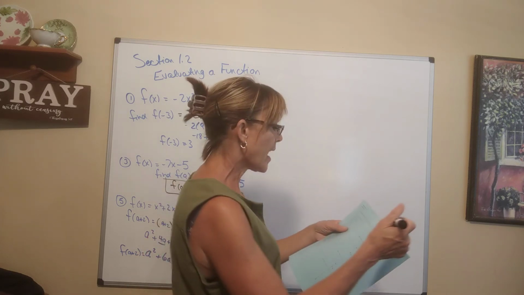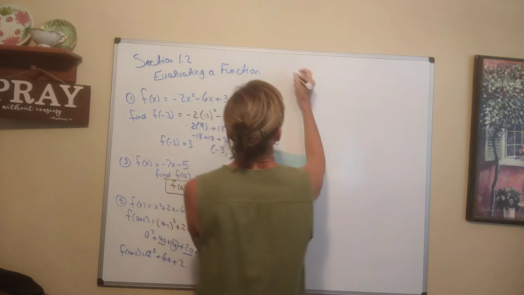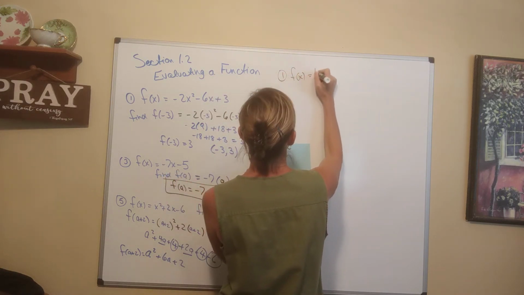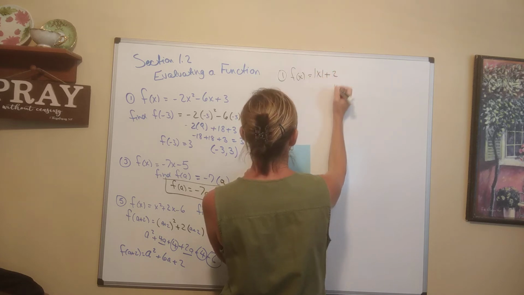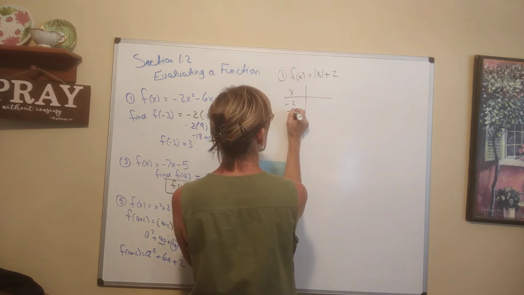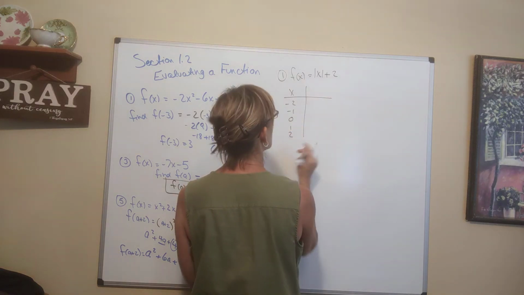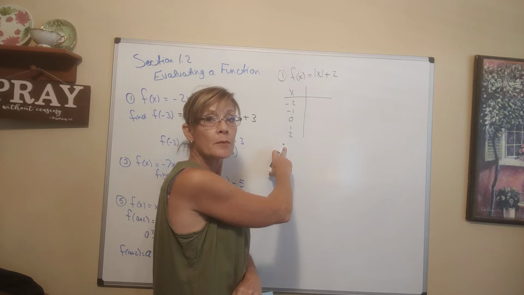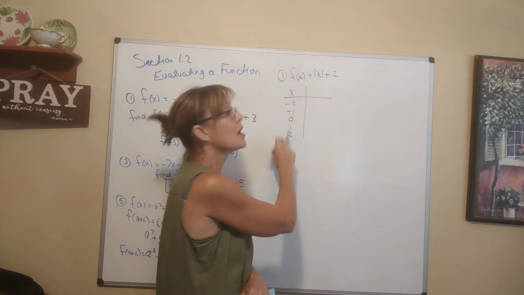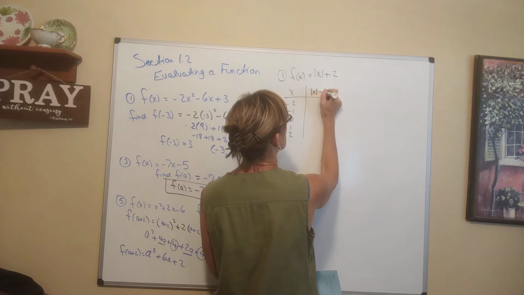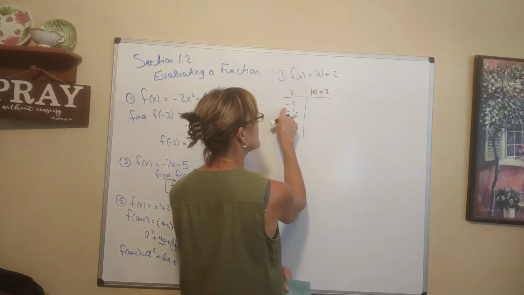So on the back, the first problem is f of x is equal to the absolute value of x plus 2. And so the x values that I selected were -2, -1, 0, 1, and 2. And by selecting these, what I'm asking us to do is what we did on the front part of the sheet, which is evaluate the function for these x values. And so this is what f of x equals. So let's just plug this in.